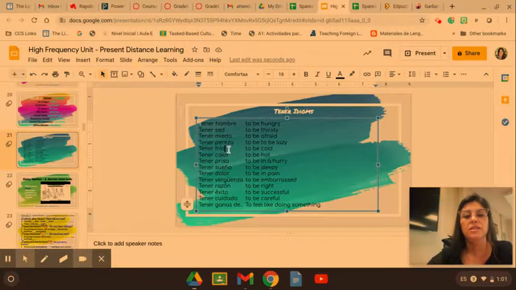Tienes frío, tienes calor, tienes prisa, tienes sueño, tienes dolor de cabeza, head, tienes vergüenza, tiene razón, tiene éxito. Usually here we use the command ten. Ten means have. Ten cuidado. And you want to ask someone if he or she feels like doing something or wants to do something. Like for example, right now, I feel like going home. So, tengo ganas de ir a la casa. I want to go home. So those are the idioms for tonight.